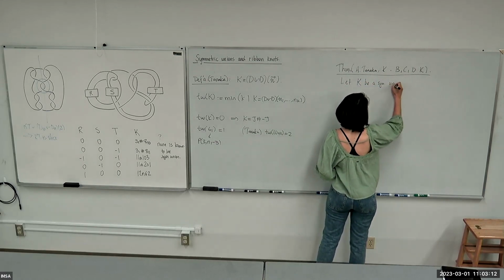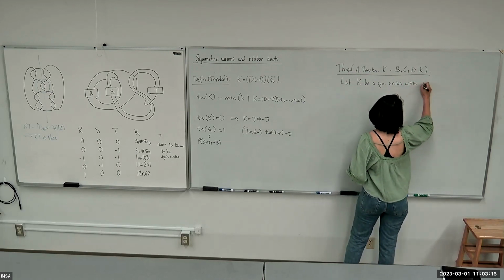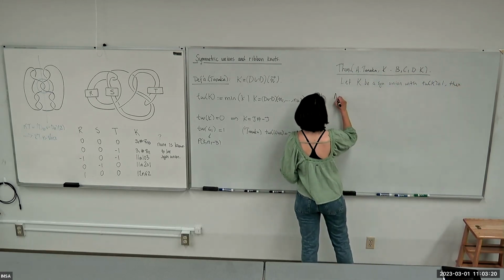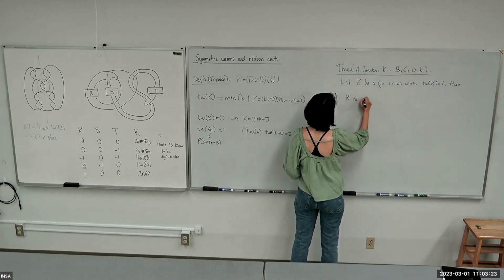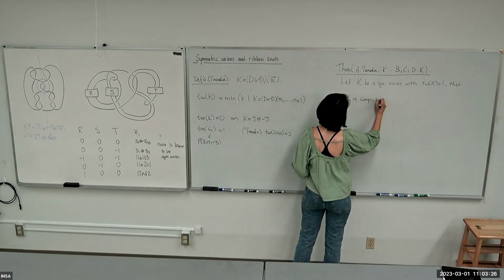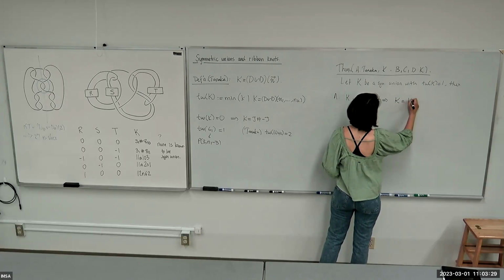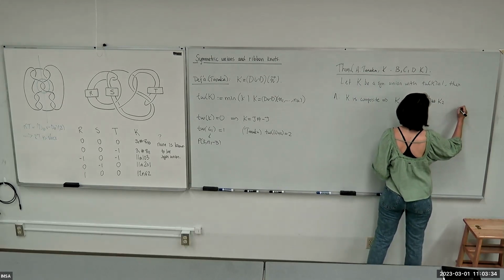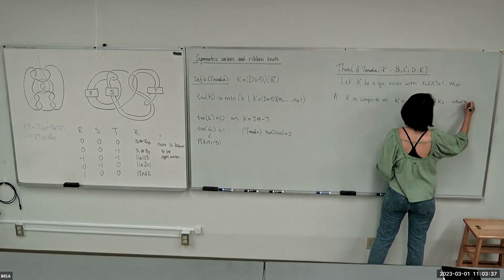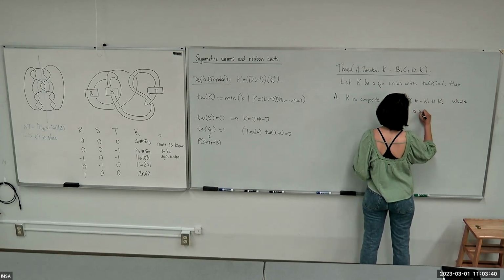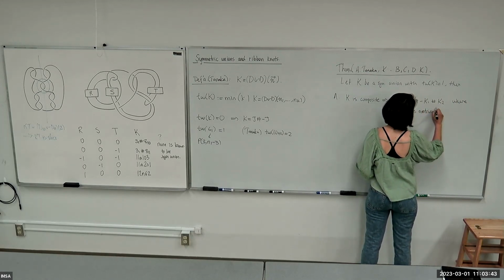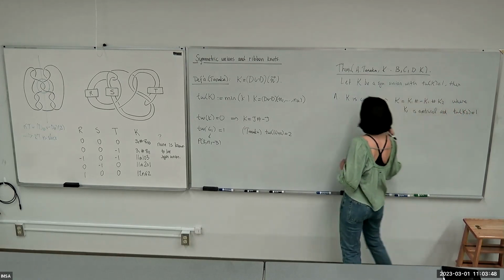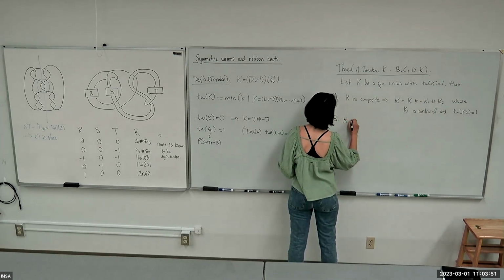So K is a symmetric union with twist number 1. Then A will tell us if K is composite, then K decomposes as some non-trivial knot and its mirror, and some other symmetric union. And B is if K is two-bridge.